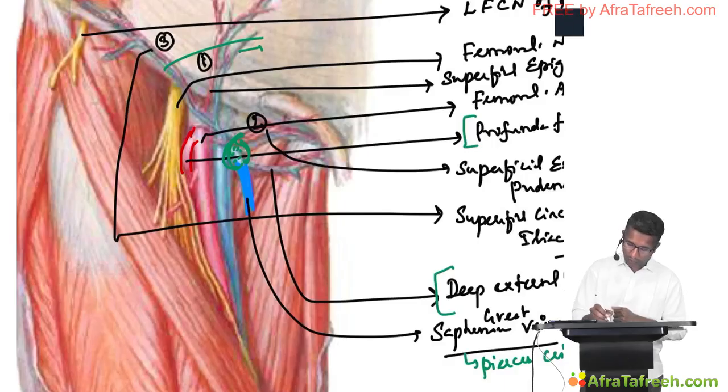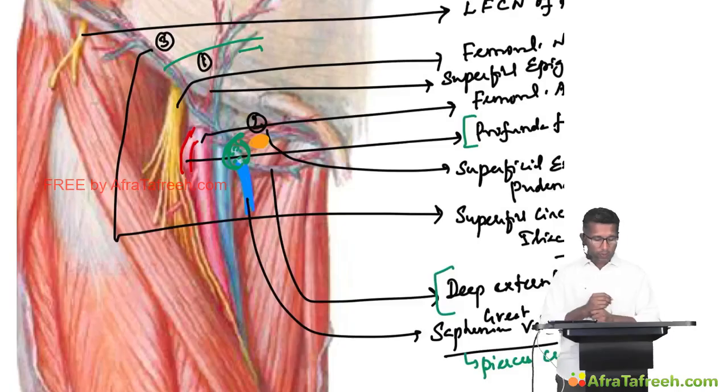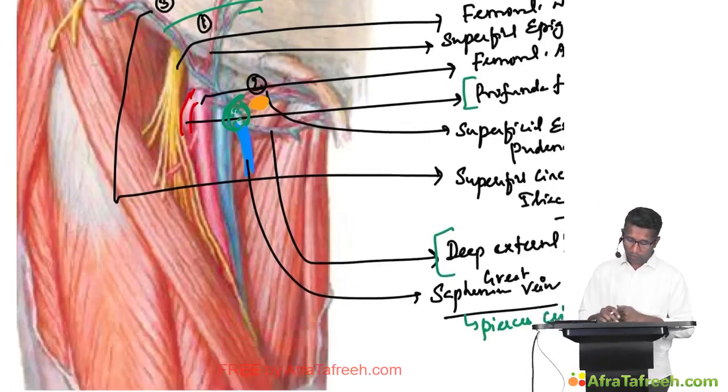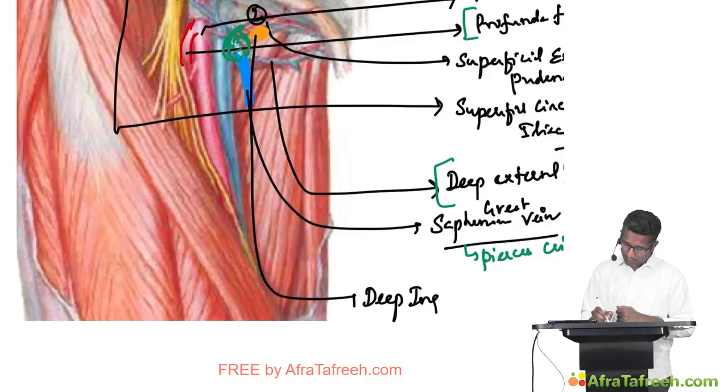With the lymph node here, so you get a lymph node in this region. This lymph node, which is present medial to the femoral vein, is called the deep inguinal lymph node, which is also called the lymph node of Cloquet. So what is this lymph node, guys? This is called the deep inguinal lymph nodes.